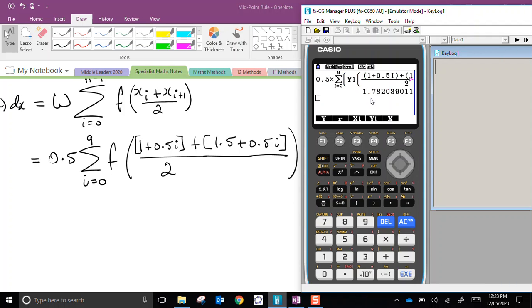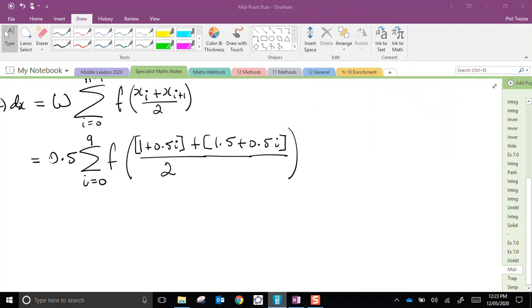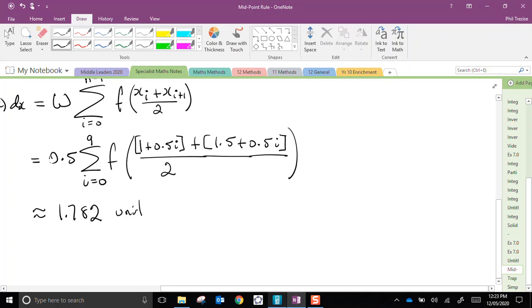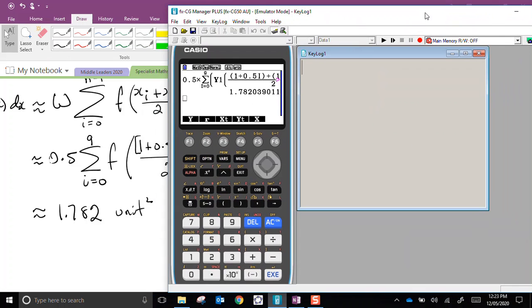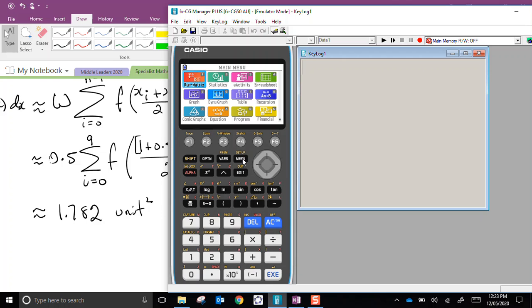And there's my answer, 1.782. Let's write that down. This is approximate, 1.782 units squared. I really should have had approximate all the way down here because this is an approximate rule. Now let's just see how well we did.